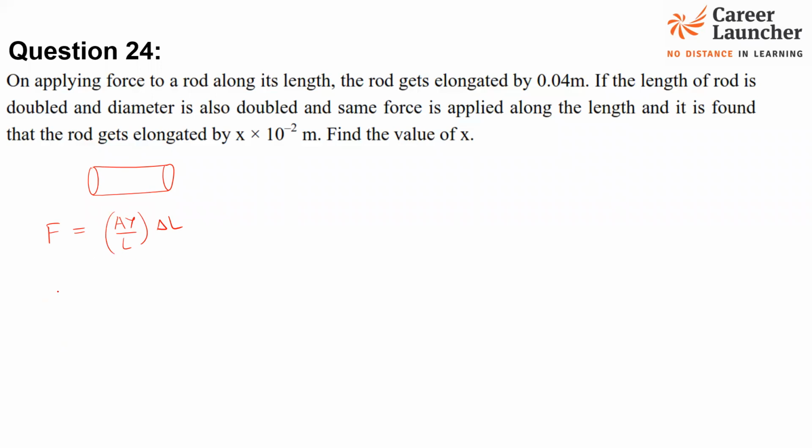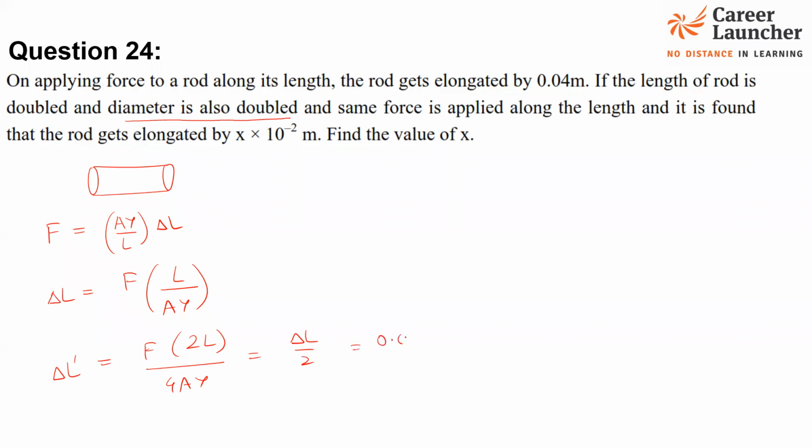Now, delta L will be equal to FL upon AY. This is your delta L, right? So force is same, the length is doubled and area becomes 4 times because the diameter is doubled, right? So delta L dash will be F, length is doubled and area becomes 4 times, AY. So that means it is delta L by 2.